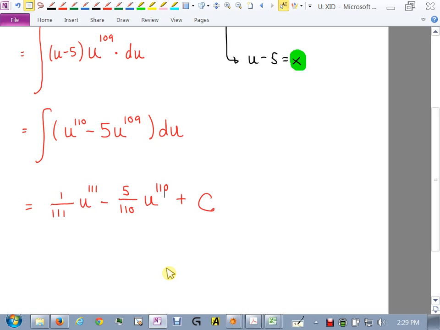Am I done? Replace u. What's u? x plus 5. (x plus 5) to the 111th power minus, reduce that fraction, 1 over 22, is that right? (x plus 5) to the 110, plus c.